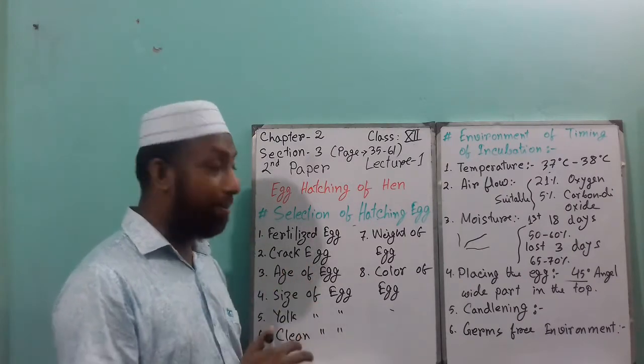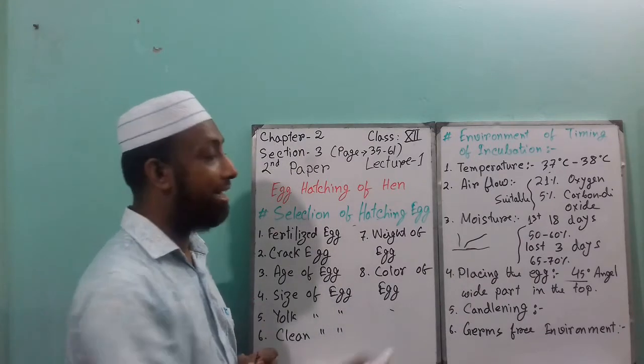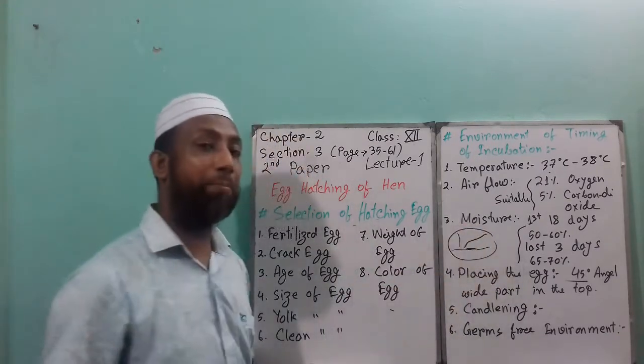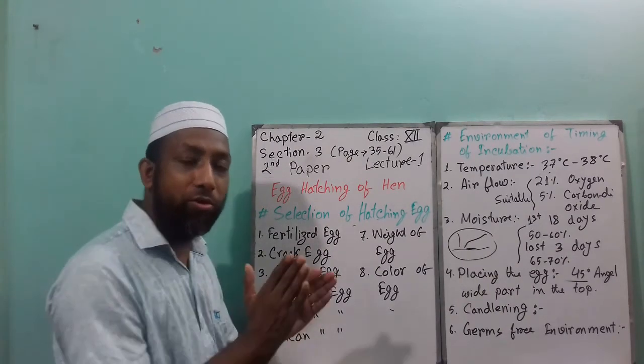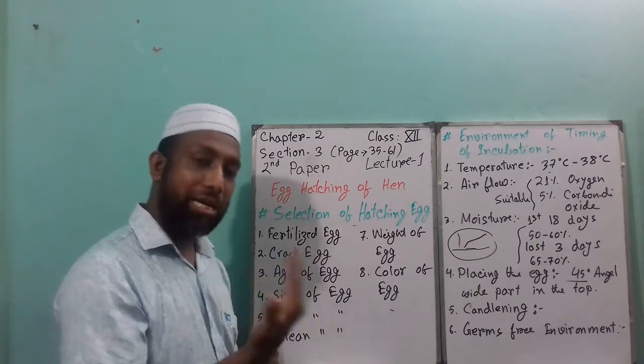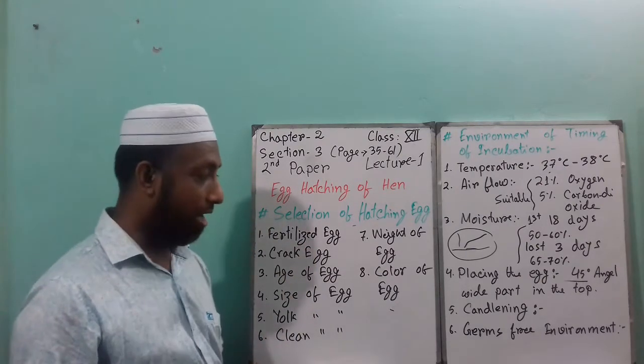But if 7 days later you observe, and again 14 days later it is the same, that means that egg will not hatch anymore. So you have to remove that egg. This way you can understand that the egg will be hatching, inshallah.